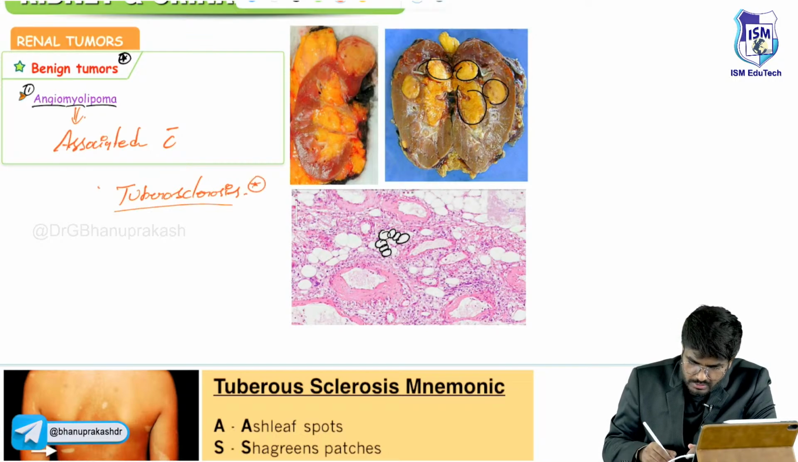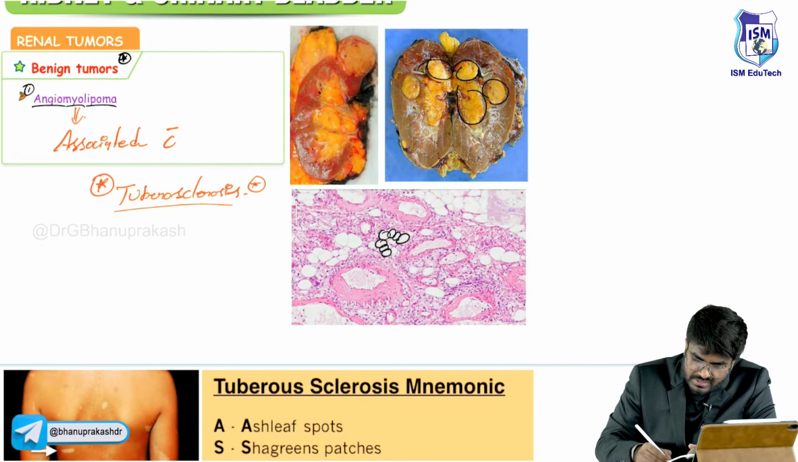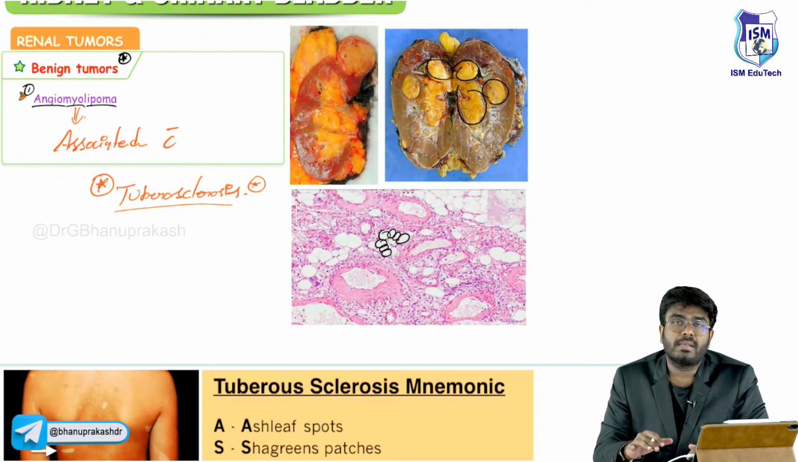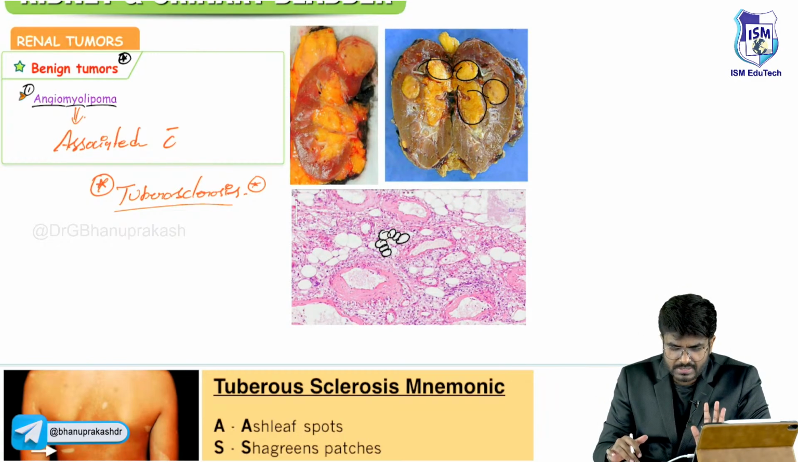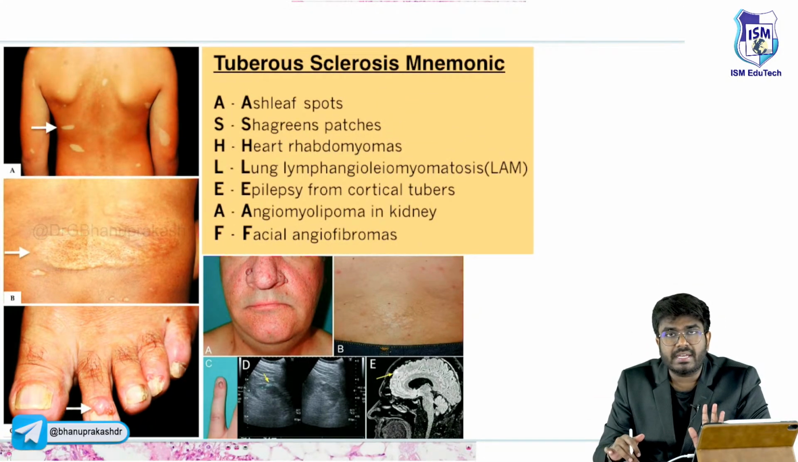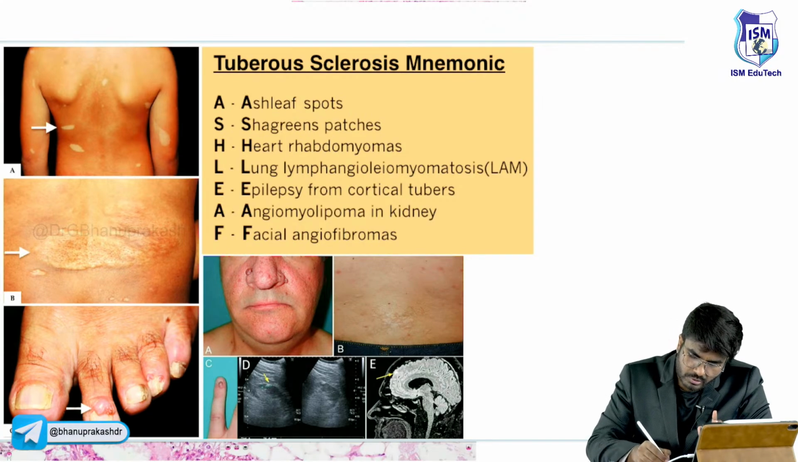Okay, tuberous sclerosis. Even in genetics, we have discussed this: the TSC1 gene and TSC2 gene mutation. Tuberin and hamartin proteins are going to be defective. But anyway, sir, this angiomyolipoma is associated with what? Associated with tuberous sclerosis. Okay, look here, tuberous sclerosis will come in your dermatology also.